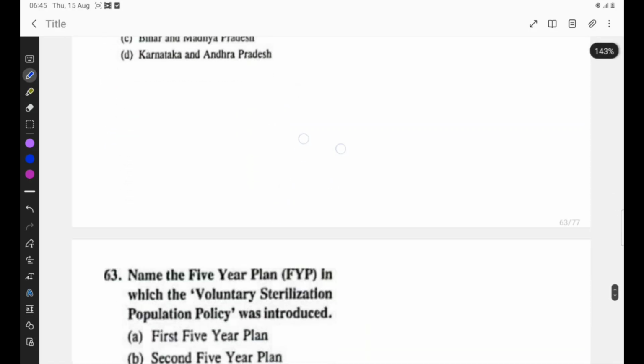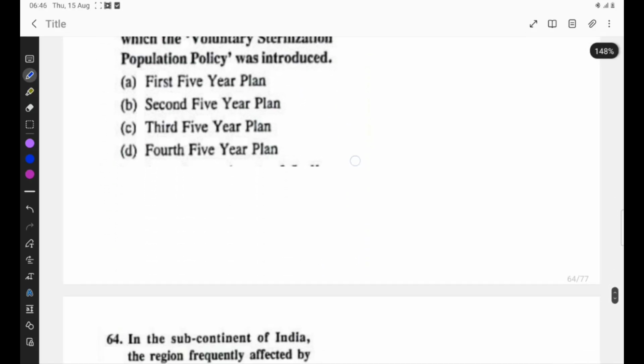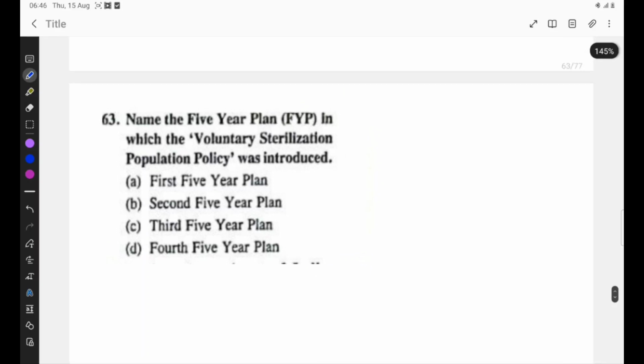The next question says, name the 5-year plan in which the voluntary sterilization population policy was introduced. First 5-year plan, second 5-year plan, third 5-year plan or fourth 5-year plan. Voluntary sterilization, I think, was introduced in none of the above 5-year plans. So there is no such option here.